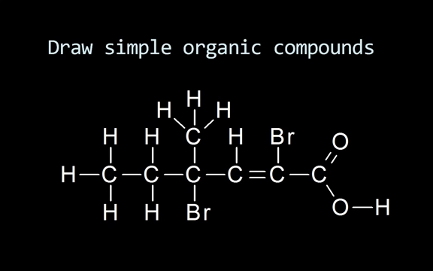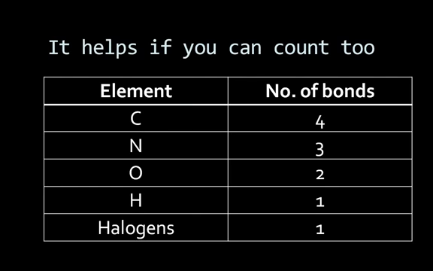It really helps if you can count up to 4 at least, and know the number of bonds attached to each type of atom. Carbon has 4 bonds, nitrogen has 3 bonds, oxygen has 2, and hydrogen and the halogens, that is fluorine, chlorine, bromine, and iodine, have 1 bond. I hope that's not too difficult to remember. If you have the number of bonds correct, your structure will be correct. It has to be.